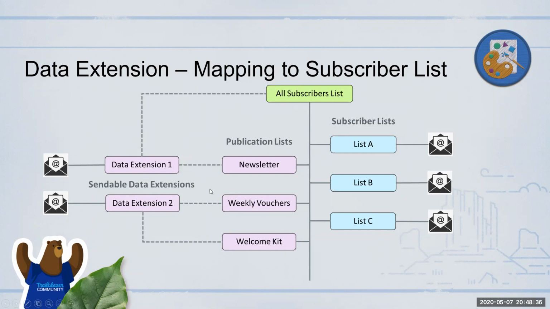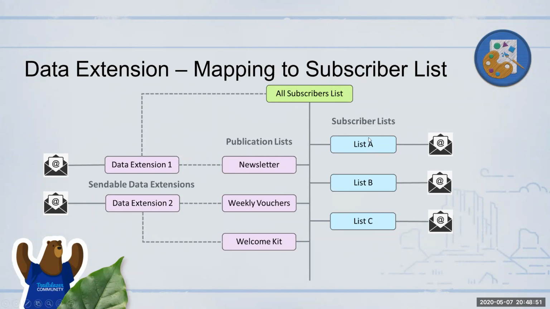Which is why using a publication list is very, very important, and you should have a publication list when you send an email to a data extension. It is mandatory. You should have a list, either the All Subscribers list or a publication list, when you do a send email to a data extension.